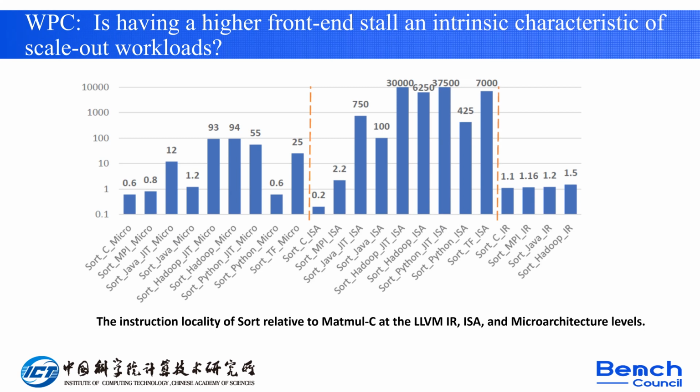When turning off JIT, the numbers at the ISA level also changed, including for sort Hadoop. This further confirmed the impact of JIT on the I-cache misses. Putting the pieces together, we conclude that having a high-level language and framework is not the inherent characteristic of the scale-out workloads.